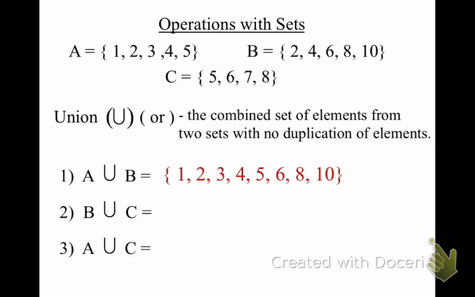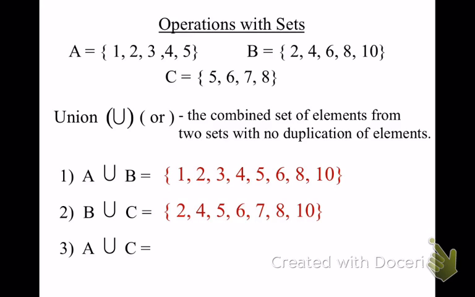Okay, you guys try and find the union of B and C. B union C. And A union C. Okay, Ashley, what would we say for the B union C? You would say 2, 4, 5, 6, 7, 8, and 10. Perfect. Questions? I'm combining them both.